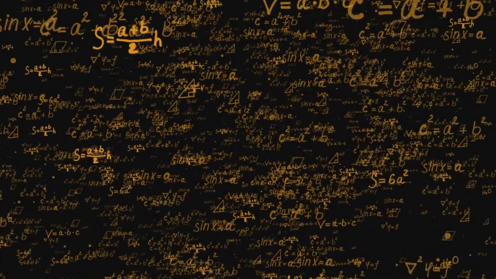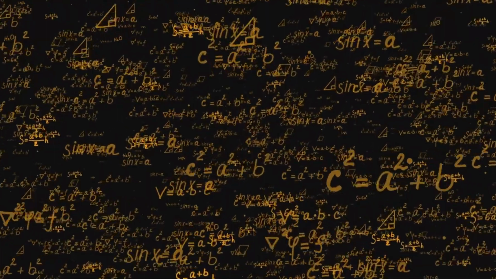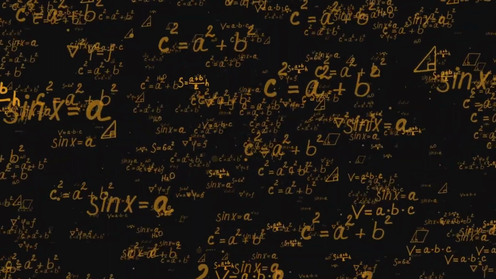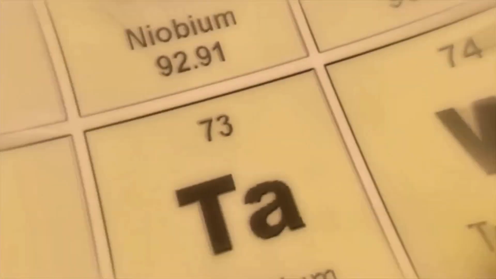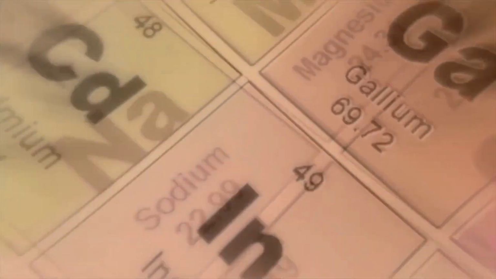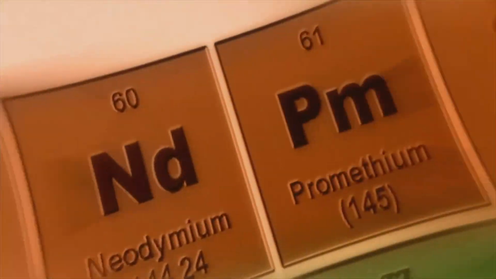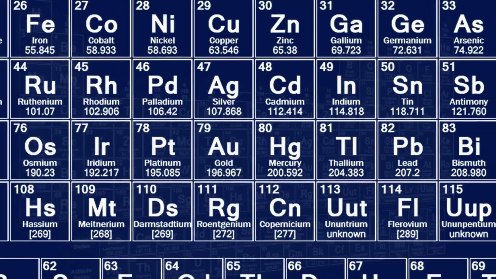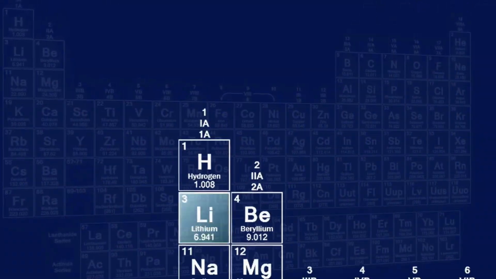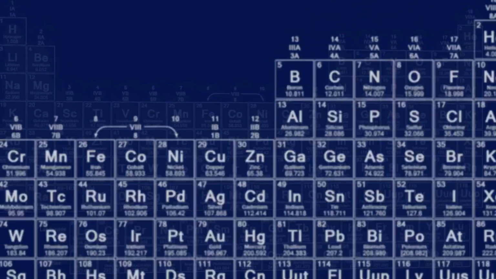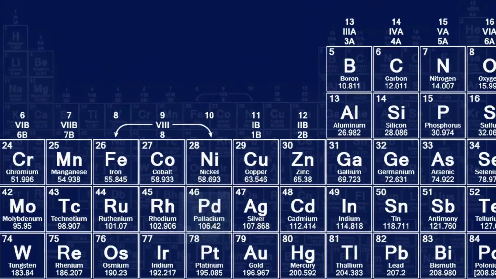We've explored the concept of groups and periods, the vertical and horizontal rows that give the table its structure. Groups share similar chemical properties, while periods represent an increase in atomic number, a stepping stone that showcases the evolution of atomic structure. This ingenious layout allows us to predict the behavior of elements and their interactions with each other.